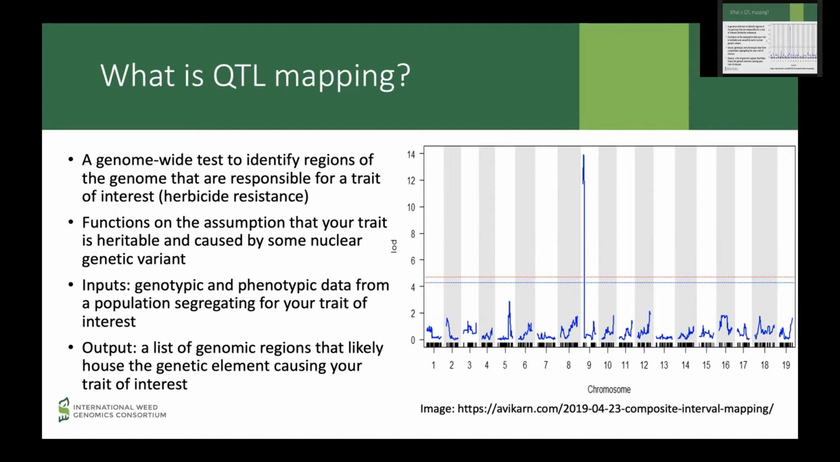So the higher the LOD score, the more significant that point is. And then we have some threshold lines, which we'll talk about how we calculate these, but these are basically 95 and 99% confidence thresholds, to where if you go above that, then we consider it statistically significant that this region is associated with your trait of interest.